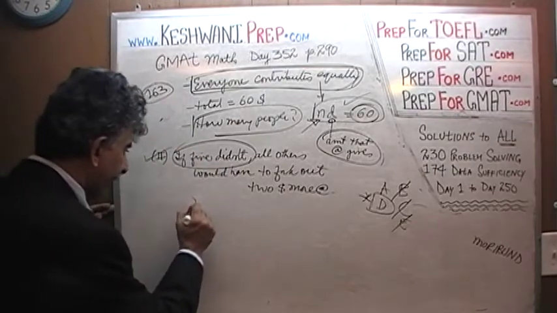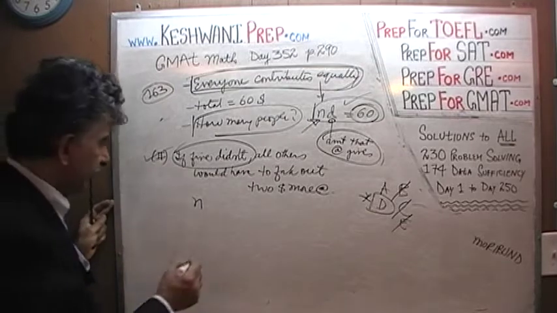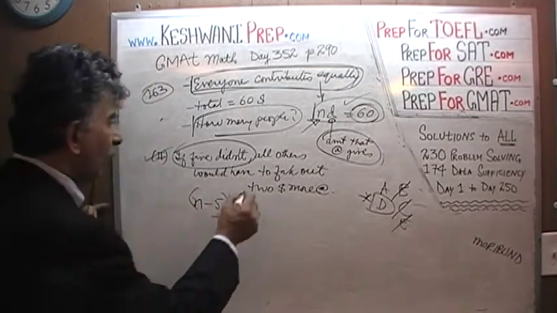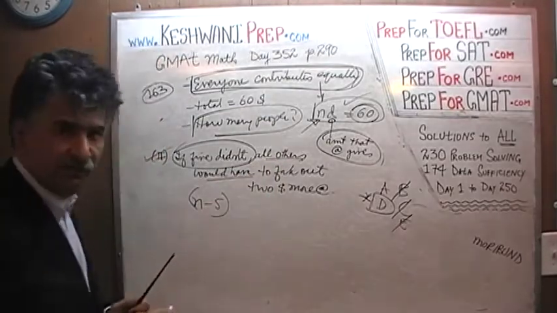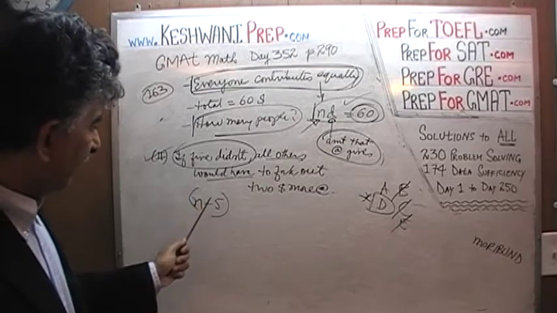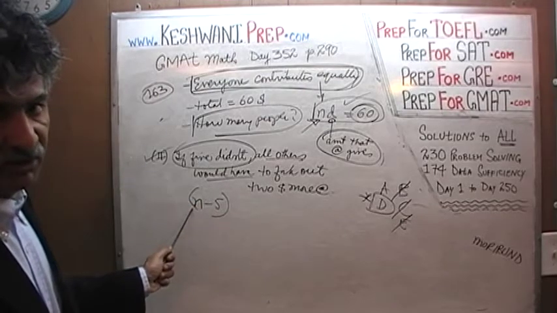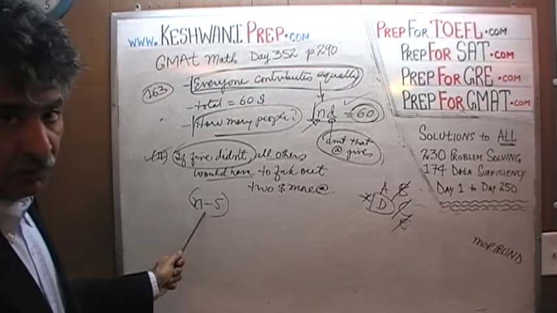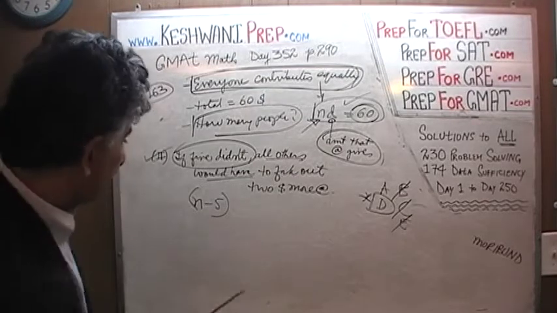If five people did not contribute, instead of n number of people, we have 5 less than that. How many are we left with? We're left with n minus 5, because n is the number of people we have. So the number of people who are giving the contribution now is n minus 5.